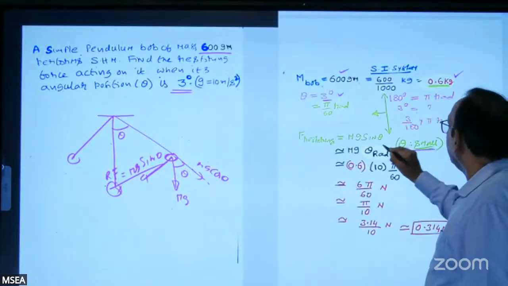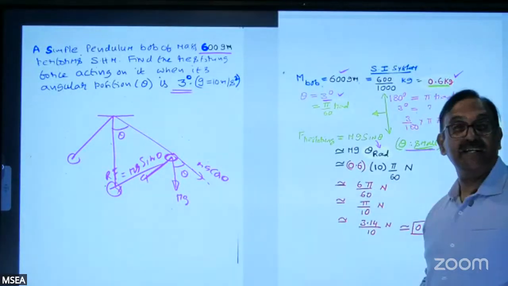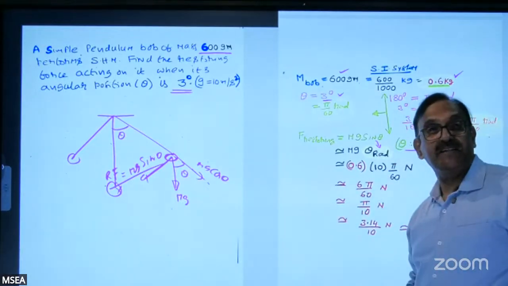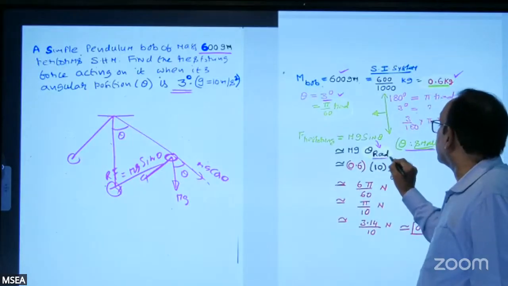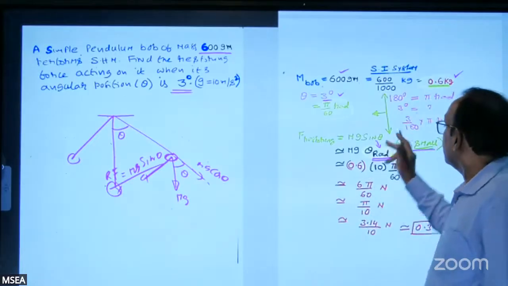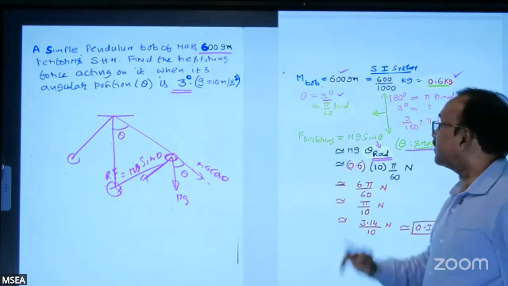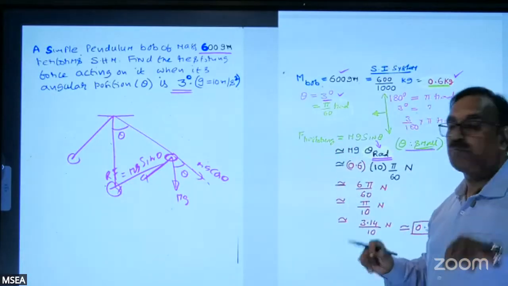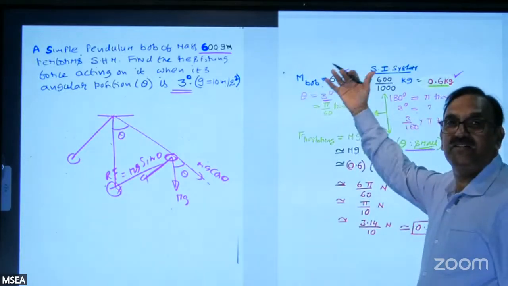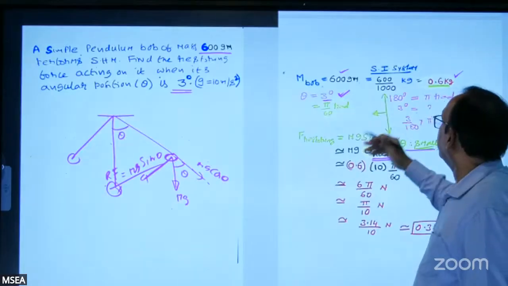Whenever the angle is small, you know that sin theta can be written as theta. But the care to be taken is that sin theta should be taken as theta only when theta is expressed in radians, never in degrees. So the first and foremost task here is, the angle is given as 3 degrees, convert degrees into radians.